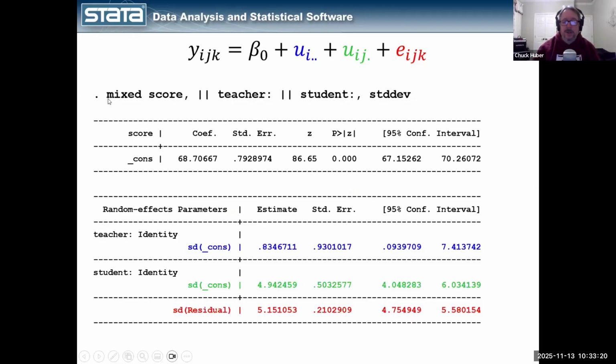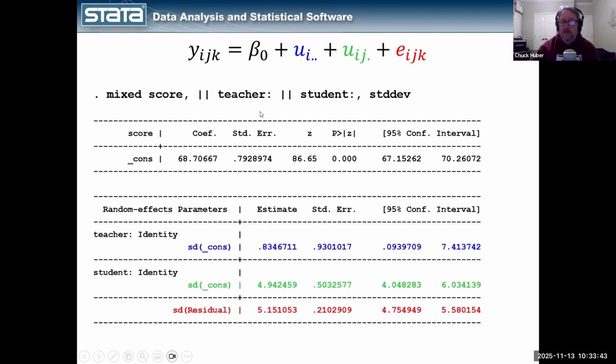So the command I would use in Stata is called mixed. The dependent variable is score. That's the student's test scores. And then I need to tell Stata about the nesting structure of the data. So I have teacher first. I have two vertical lines, and then teacher. That's the top level of nesting, and I need that little colon in there. And then I have two vertical bars again, and then student colon.